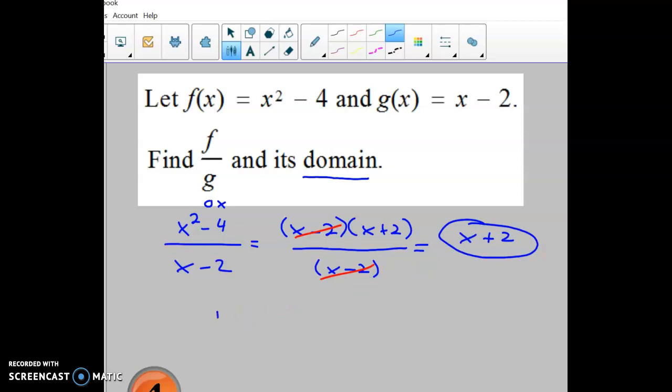As far as the domain goes on division, I know our answer is just x plus 2 over 1, but we do have a denominator earlier in the question, so we want to check when that is 0, and it looks like the answer to that is 2. So our domain would be all real numbers except the number that makes the denominator 0, which in this case is 2. So the domain is all real numbers except 2.